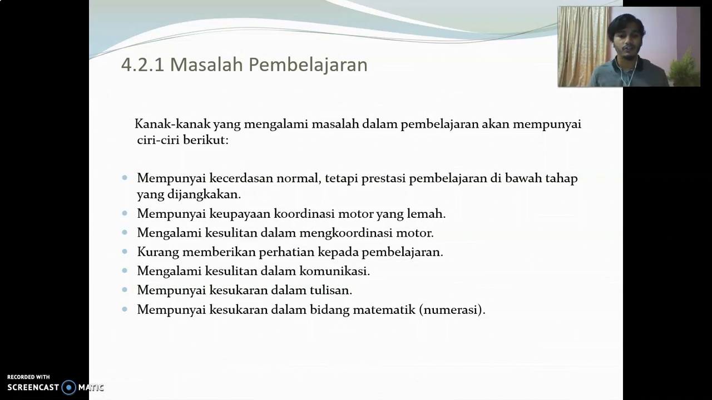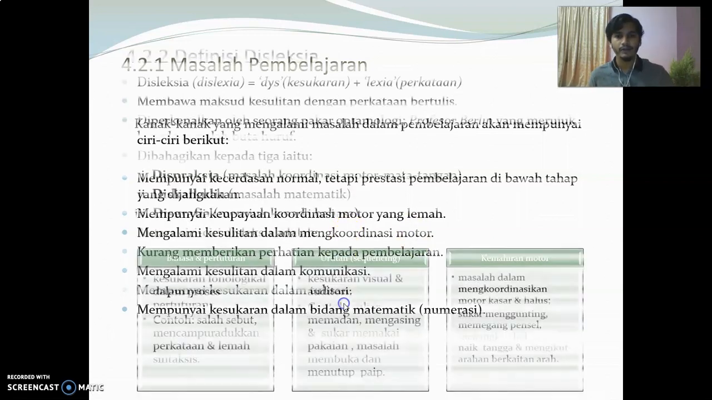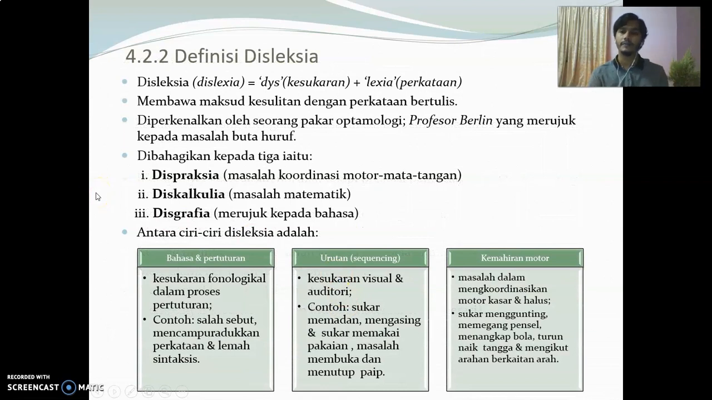Dan juga mempunyai kesukaran dalam tulisan. They might have a problem in writing as well sometimes, okay? And also dan mempunyai kesukaran dalam bidang matematik. All this you will be learning in this one, okay? And also kalau kita lihat dari aspek definisi dyslexia. Dyslexia is actually one of the common issues among masalah pembelajaran actually.